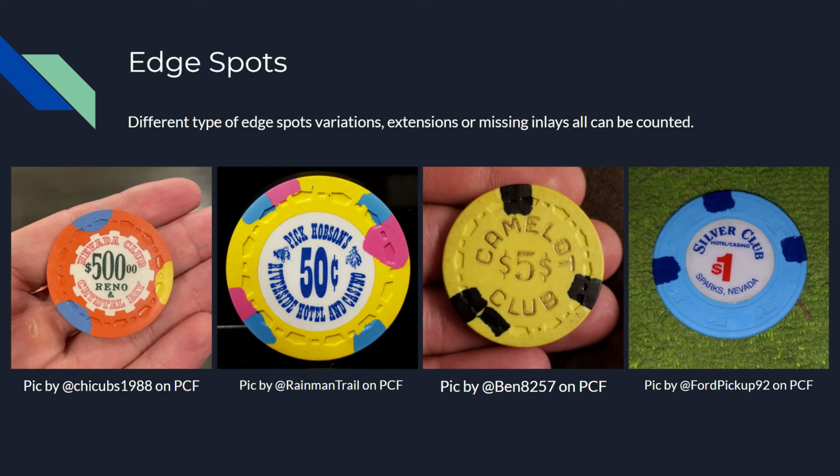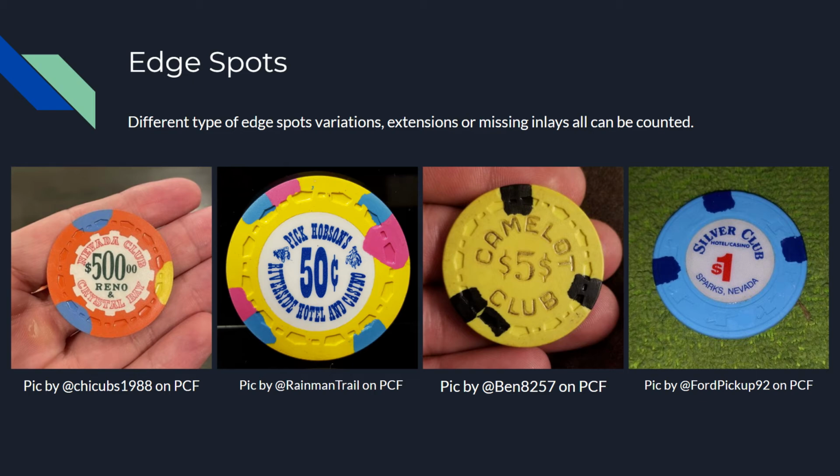Third picture is a Camelot Club. I have no idea how this error happened, whether there was too much material on top when it got pushed, or too much material got pushed into it in the first place. I have no idea how that would happen, but it's only supposed to have 3 edge spots, and it almost has like 3.5 or something edge spots. It's an interesting chip.